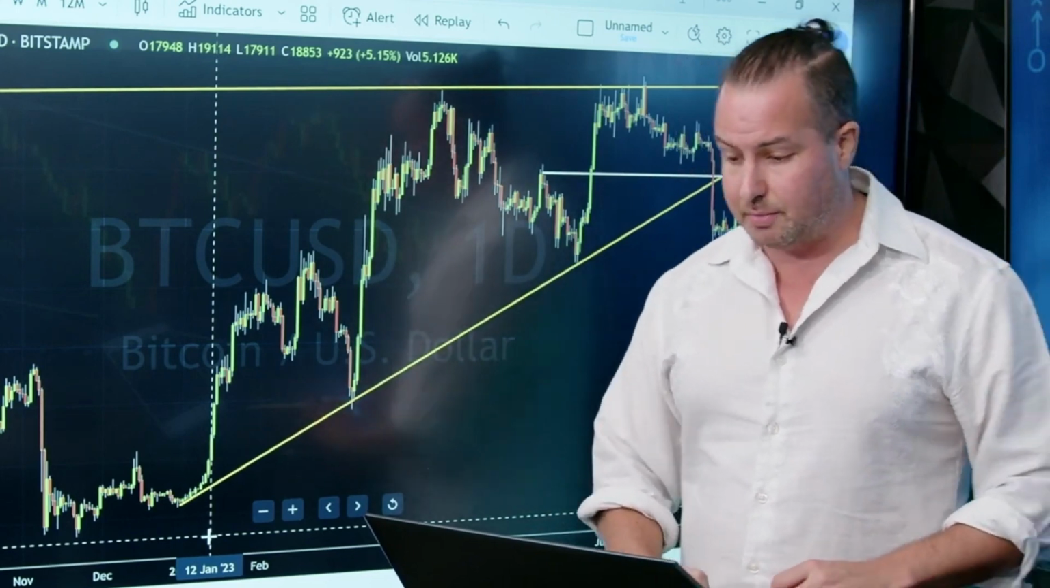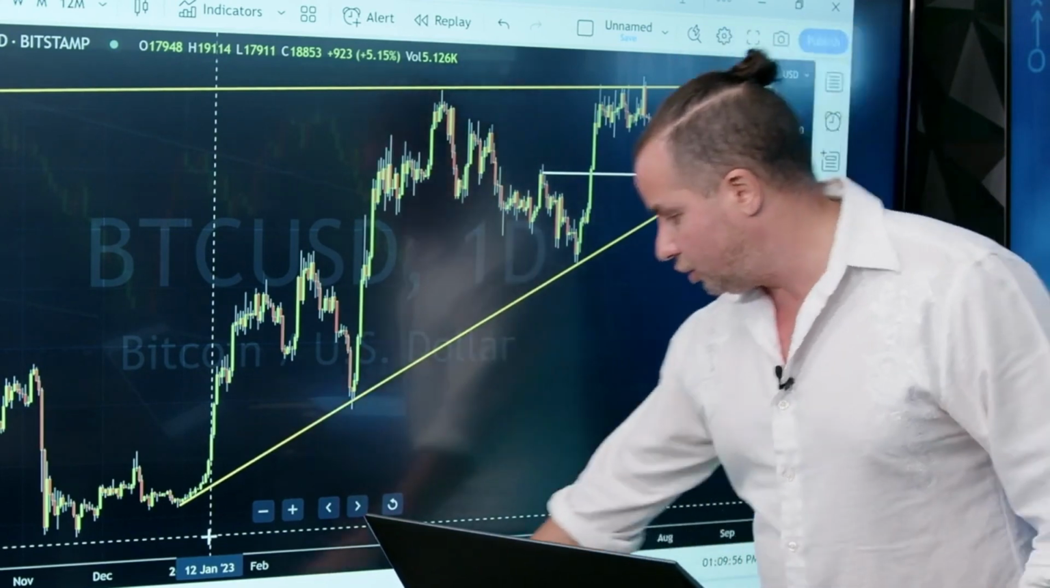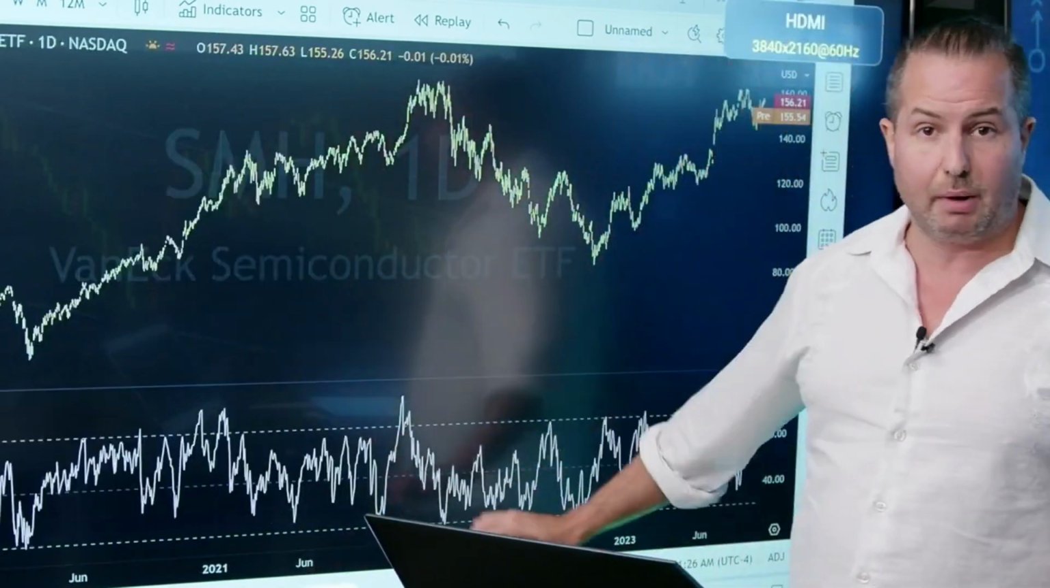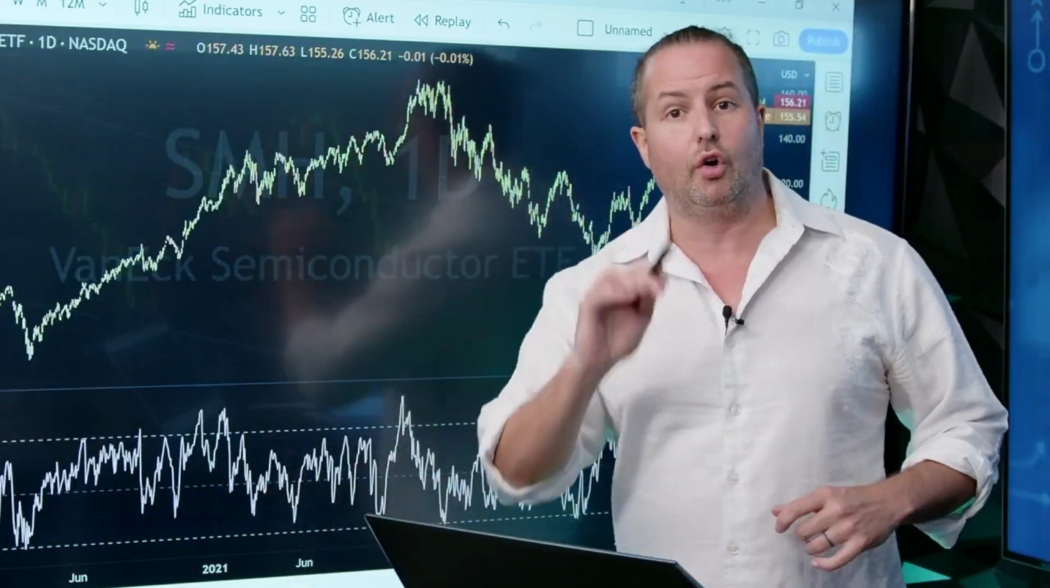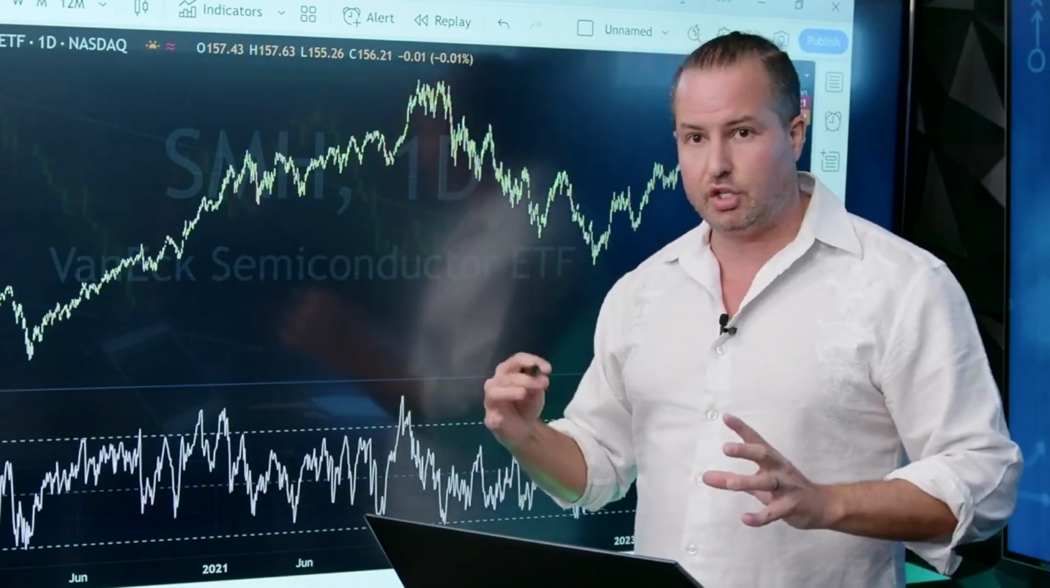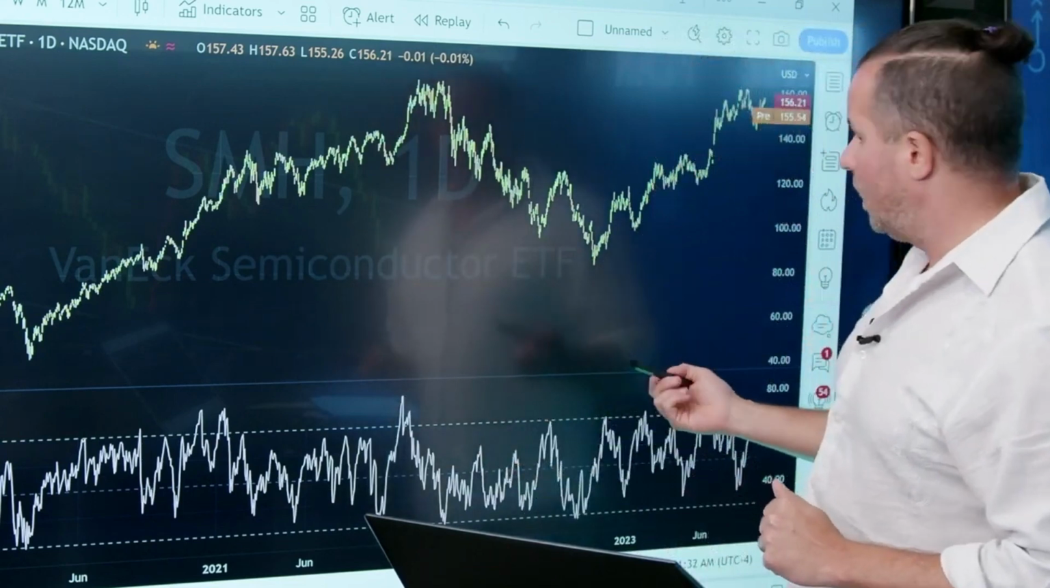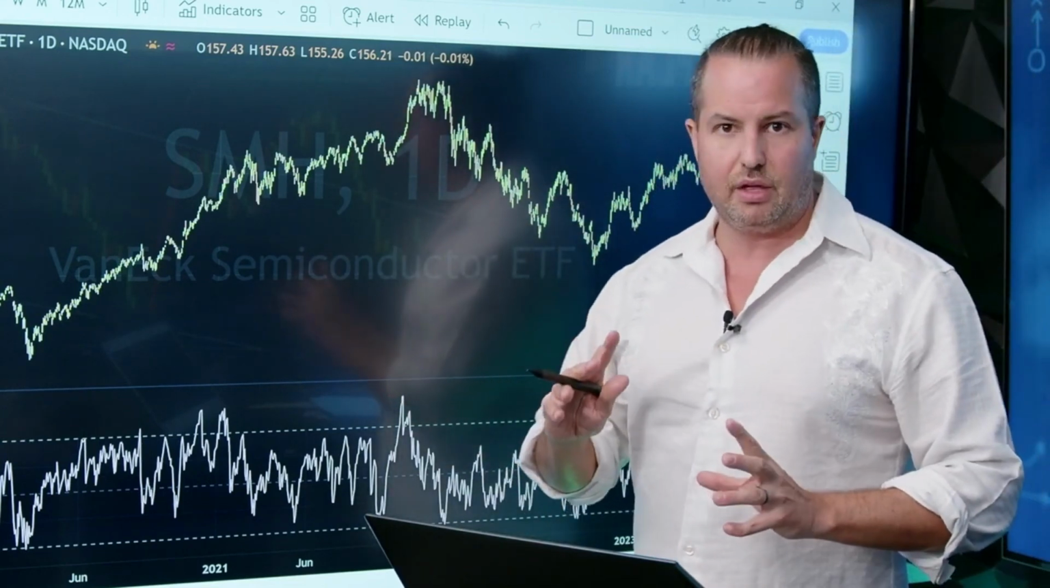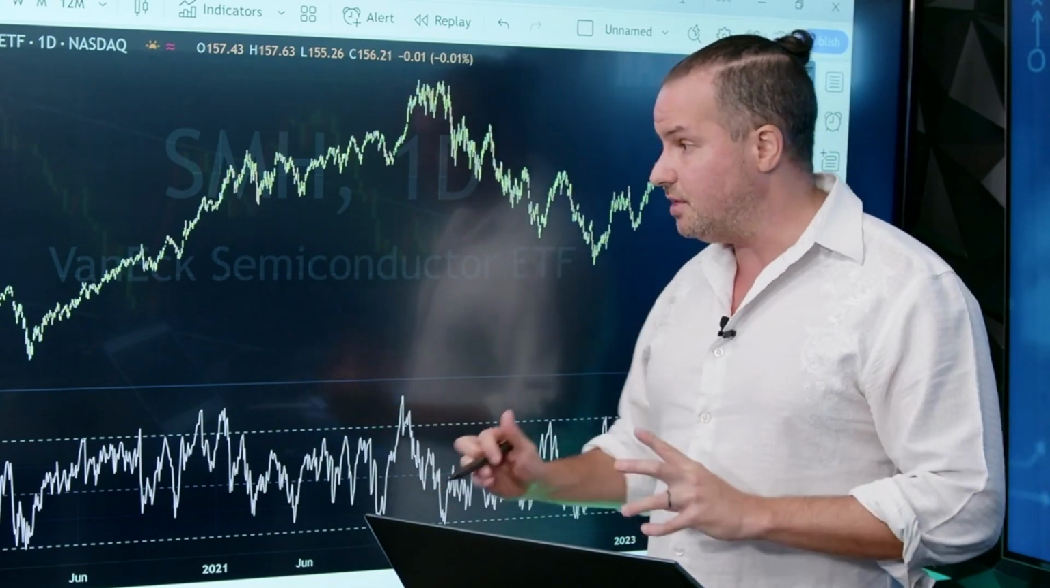I want to go to the SMH. Now, on the SMH chart, I added in my RSI. We're going to talk a little RSI divergences today. We're going to do some education on this side. All right, so what I want to bring to your attention is the potential mimicking of a Bitcoin top in the SMH.